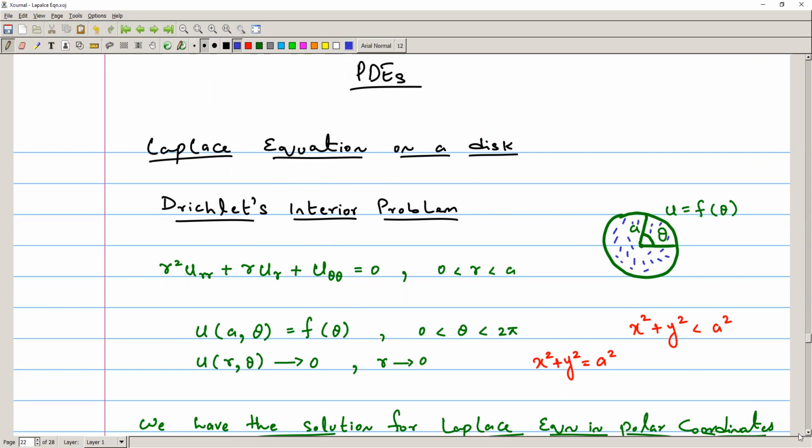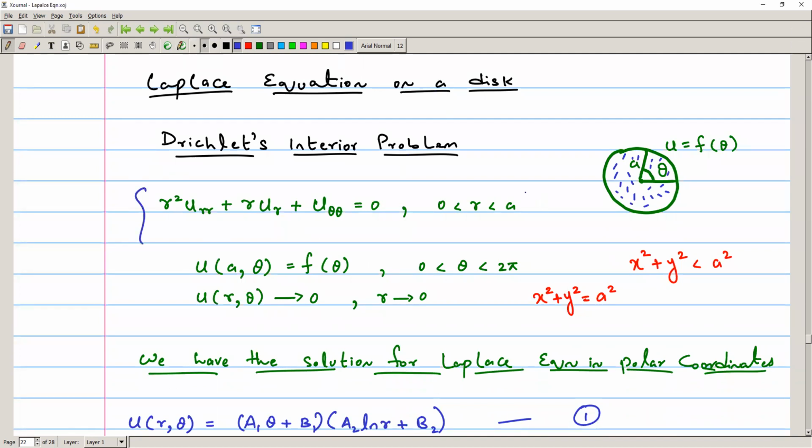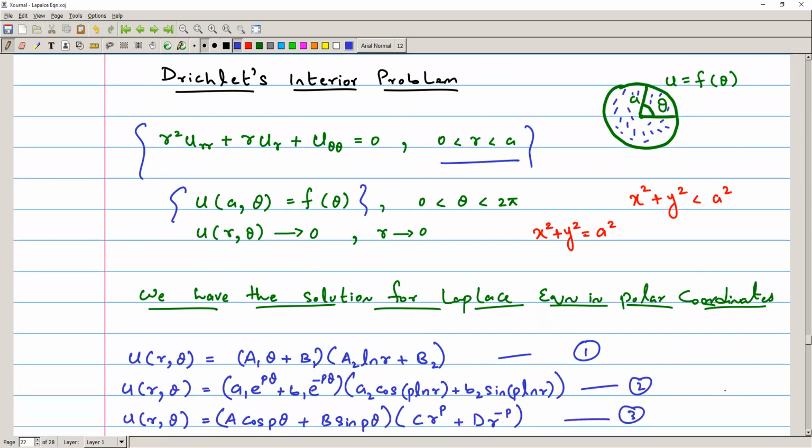So we know that the Laplace equation in the polar form is given by this equation, that is r squared u_rr plus r u_r plus u_theta theta is equal to 0, and r is from 0 to a, given that the boundary condition is u(a, theta) is equal to f(theta). Here on the boundaries the heat distribution is given, and theta is from 0 to 2 pi, and another condition is that u(r, theta) is bounded when r tends to 0, which means that the temperature at the center is finite, right, when r tends to 0.